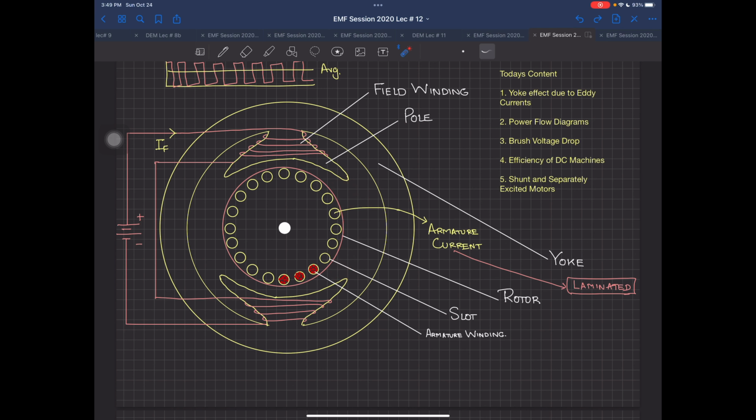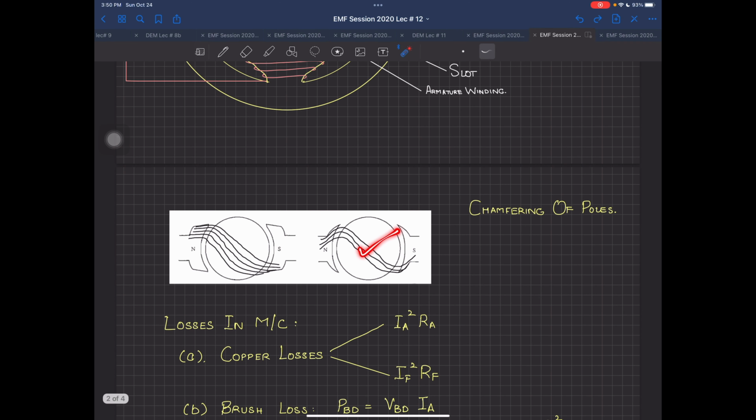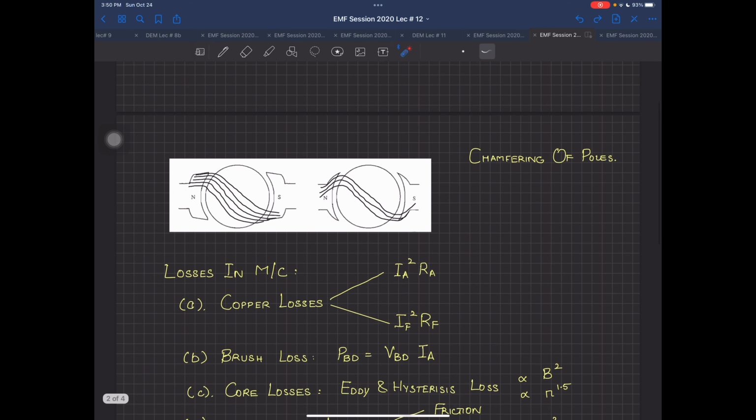Technically, yes, there will be a loss of flux over there, but armature reaction, since we know it's going to be a very detrimental thing and it's going to cause a lot of problems for us. So technically, this chamfering of poles is going to be a very good thing for the machines, especially those machines which are going to be subjected to a lot of armature reaction.